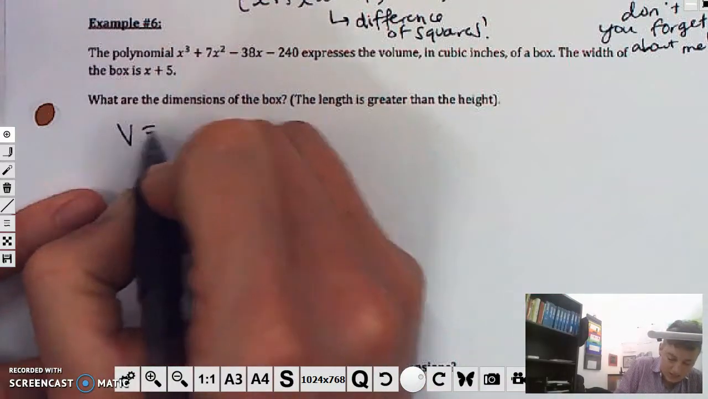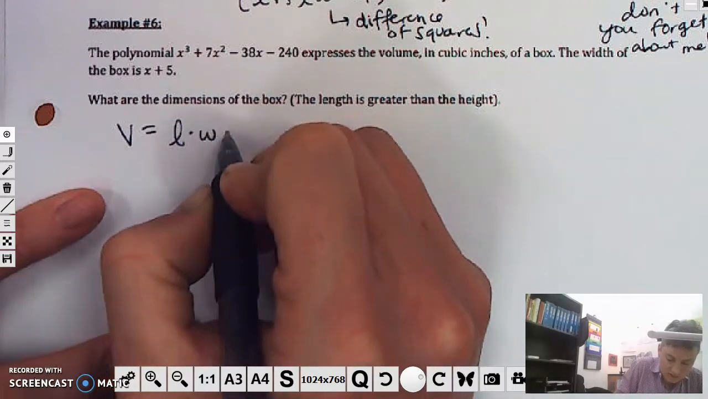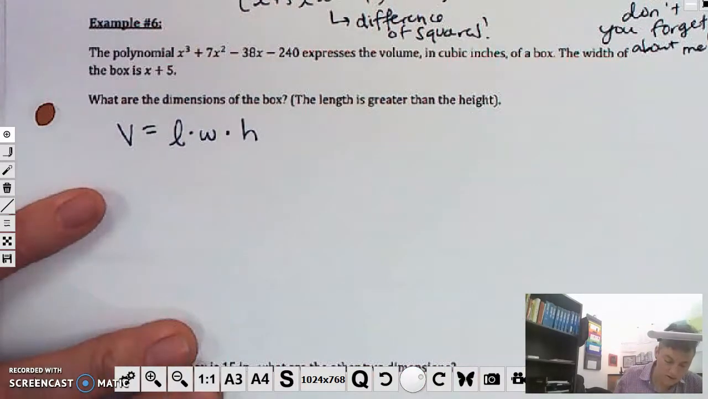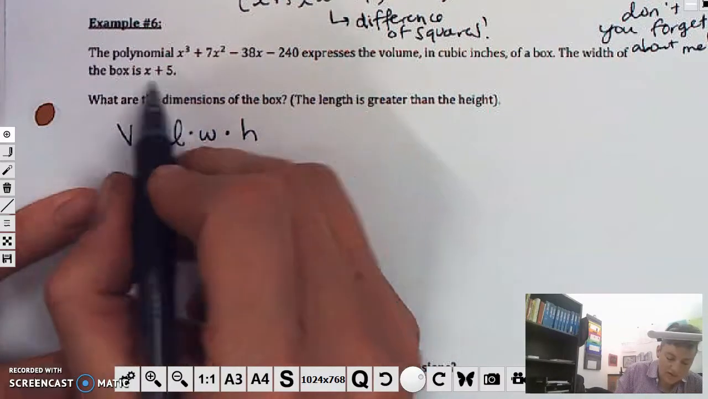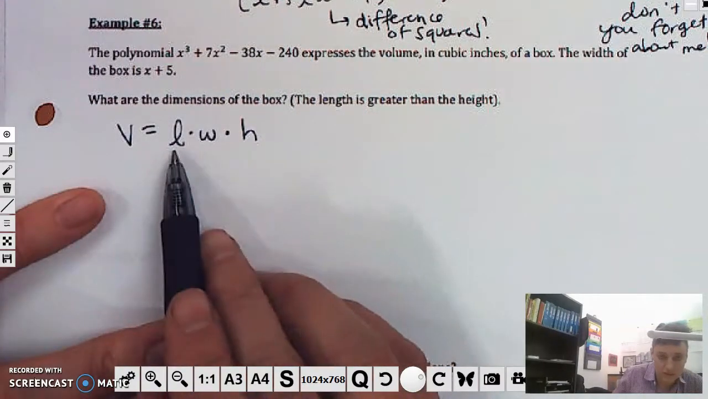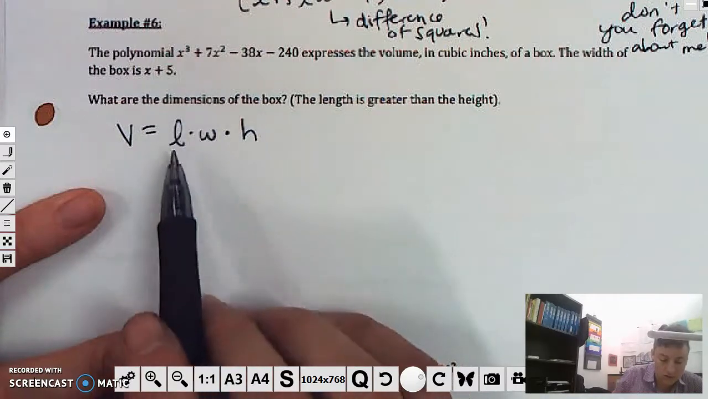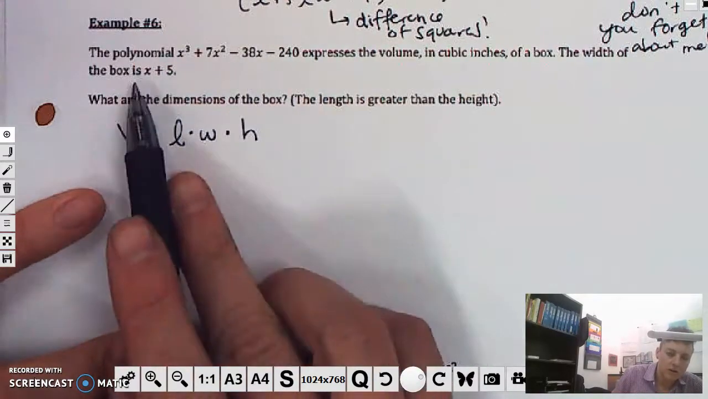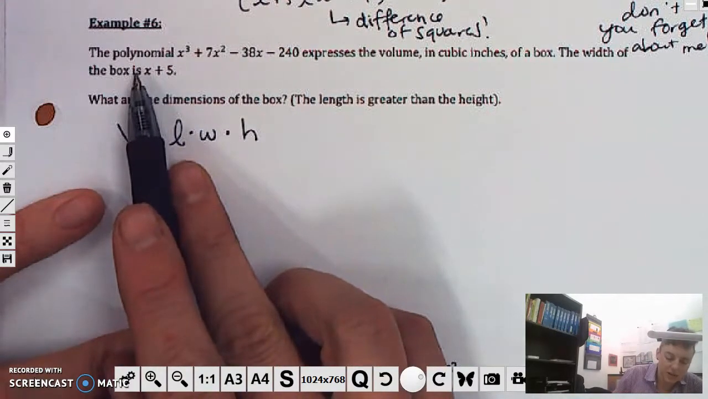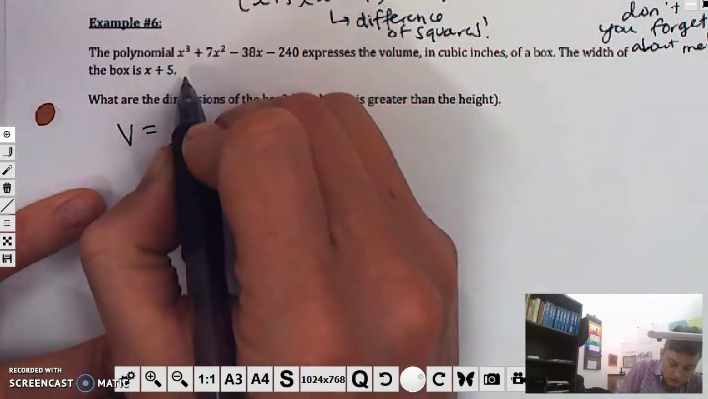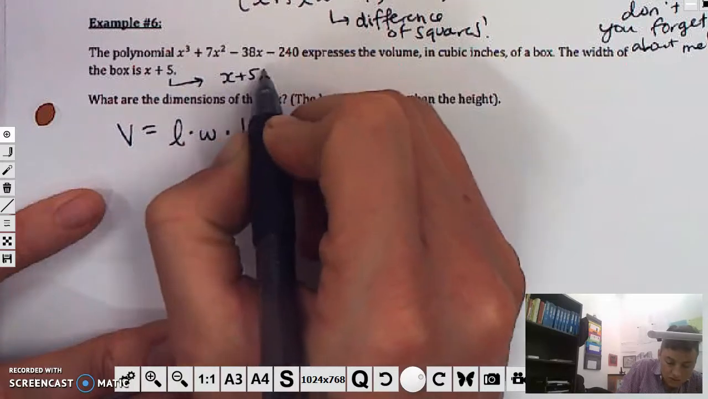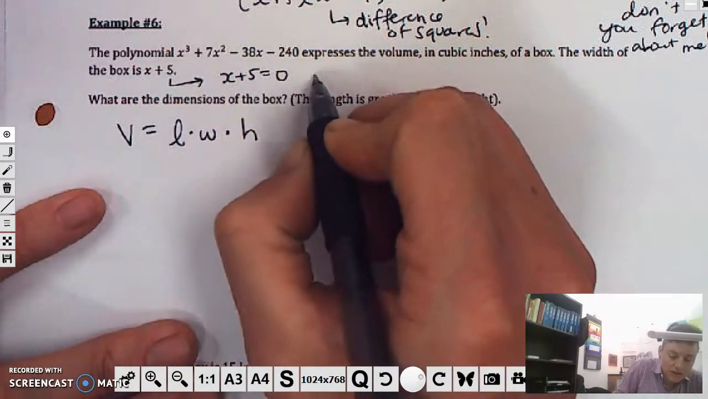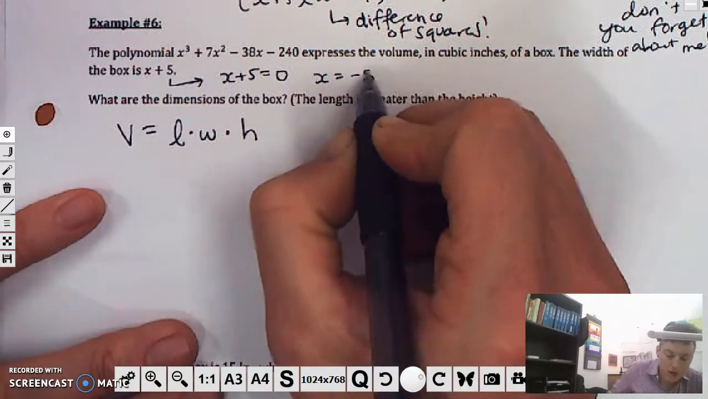We talk volume of a box. Volume is length times width times height. We know the width factor. These are all being multiplied together, so our factors are all going to be multiplied together. So our factor for the width is x plus 5. When we do our synthetic division, what are we going to be dividing by? We're dividing by the zero, so we really divide by negative 5.